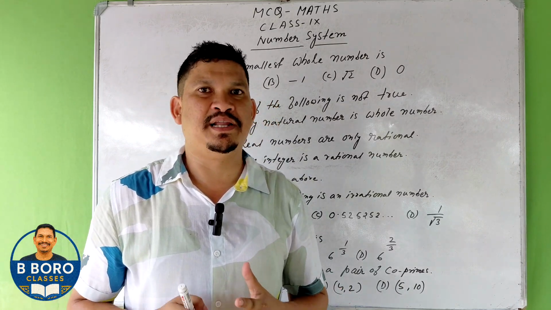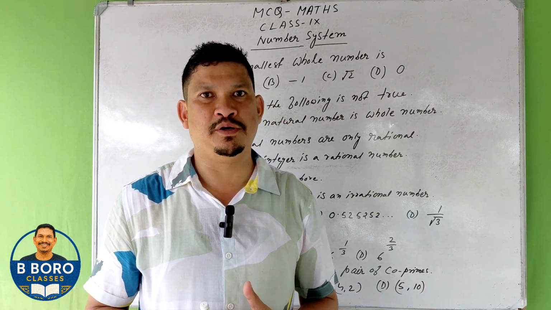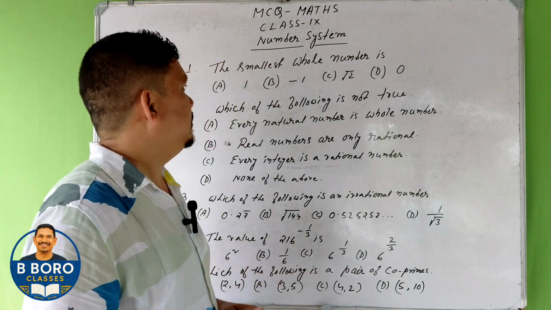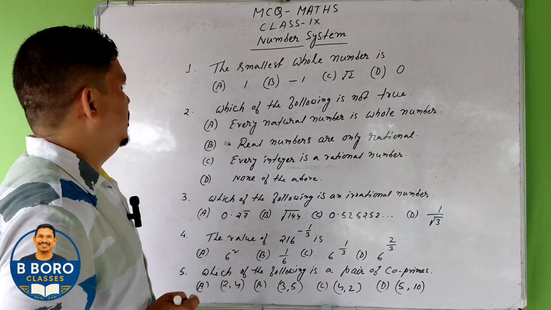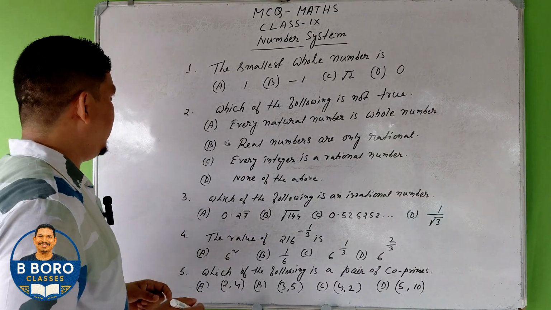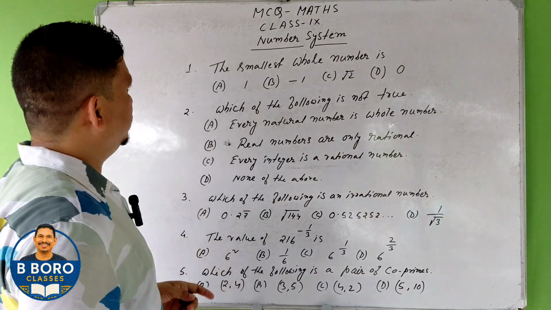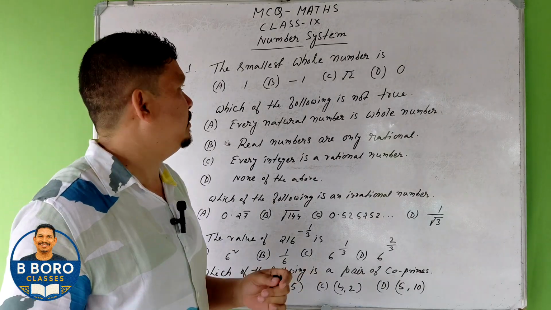Today we'll discuss class 9 maths, some important MCQ questions from the chapter Number System. First of all, some questions are given here. Basically, there are 5 questions. How can you solve these 5 questions? First of all, see everybody.